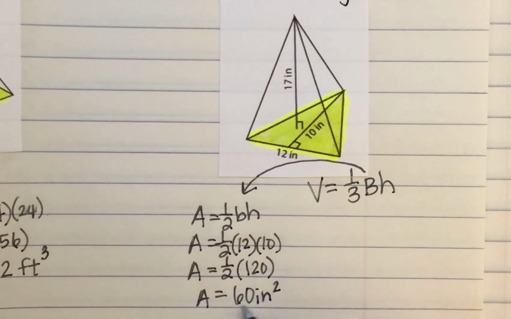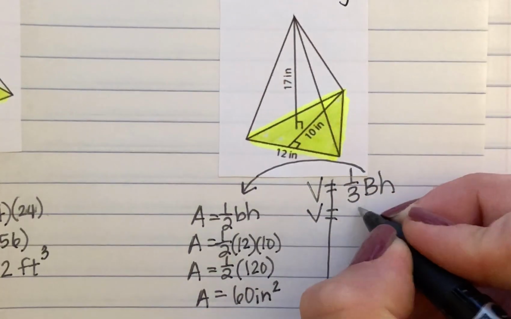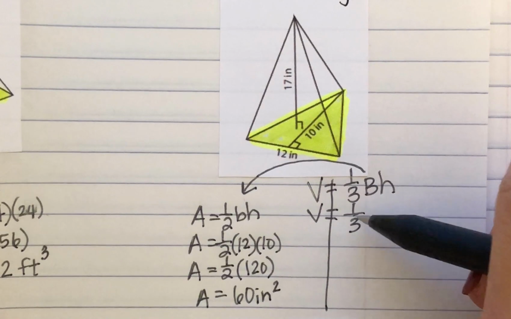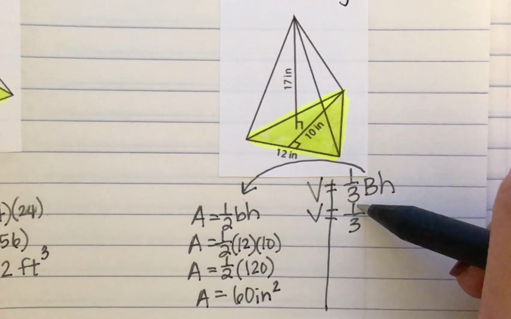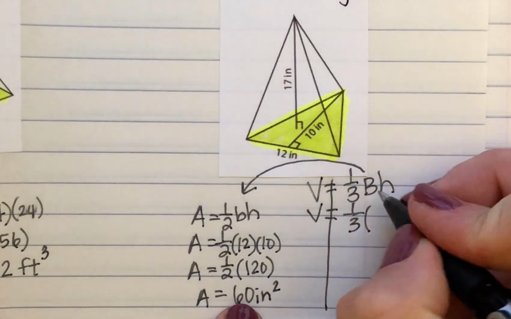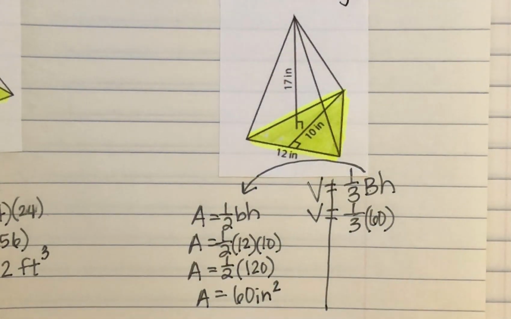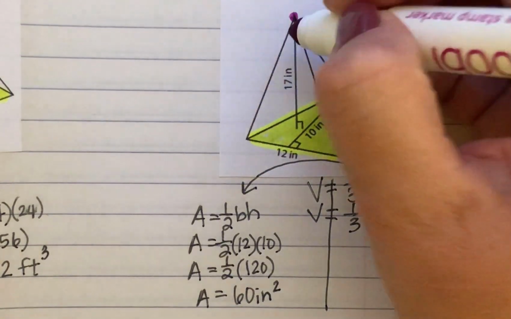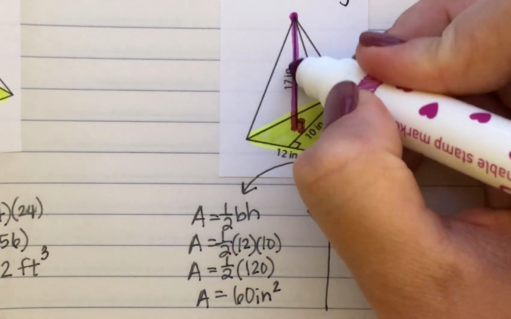Now that we have the area of the base, we can plug it into our volume formula. 1/3, don't forget to drop down your 1/3. That's where a lot of people make a mistake: they'll write the formula correctly, but then forget to bring that 1/3 down. Area of the base, which is capital B, was 60. Now let's talk about the height of this pyramid. Here's the vertex. The height is where it meets the base at a right angle, which is 17.